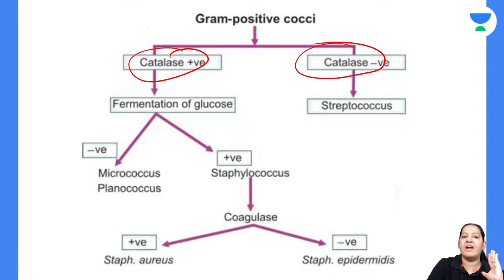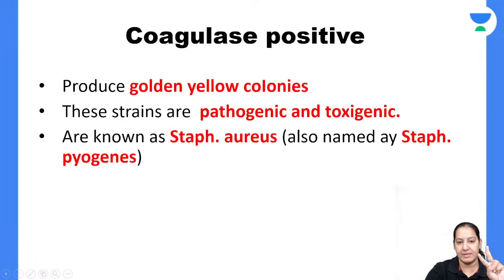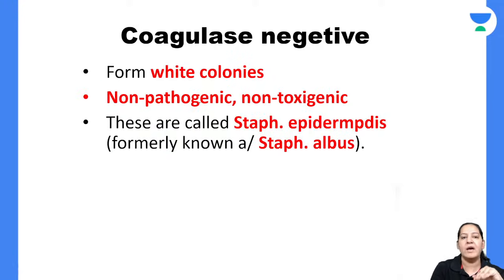Now among Staphylococcus, all are catalase positive. To further differentiate them, the second enzyme we take is coagulase. Based on coagulase, we differentiate the two types of Staphylococcus. Some Staphylococcus are coagulase positive, some are coagulase negative. The coagulase positive one is Staph aureus, also known as Staph pyogenes. It is pathogenic, it is toxigenic, it is coagulase positive.